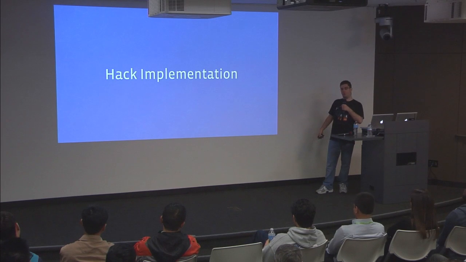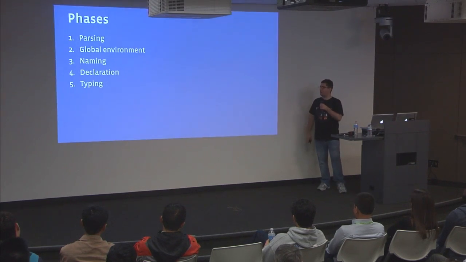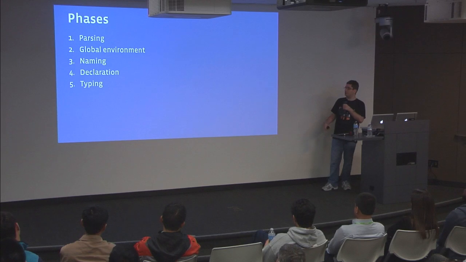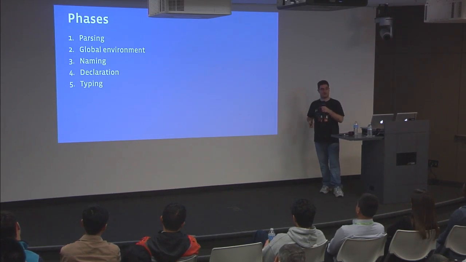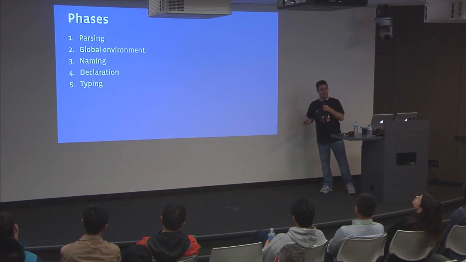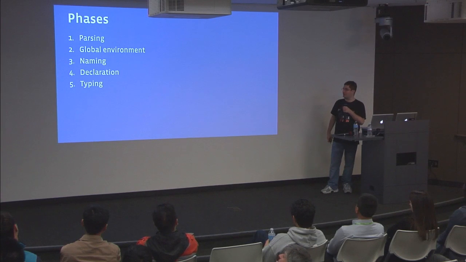One of the most important things about the checker is the way that it checks code is divided into phases. Parsing, global environment, naming, declaration, and typing. Parsing is actually reading the files off of disk, building up an AST, the sort of thing that you'd expect out of parsing.